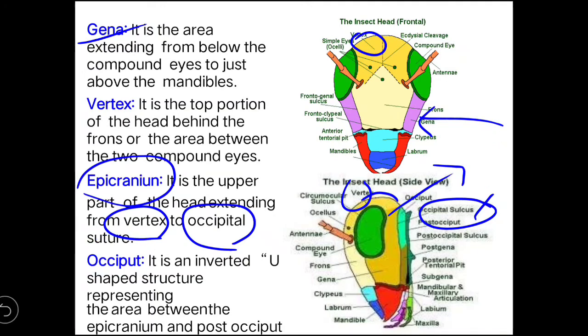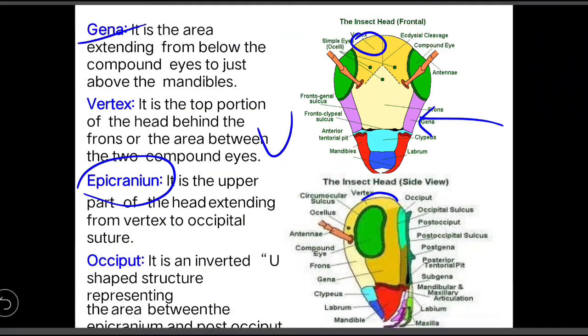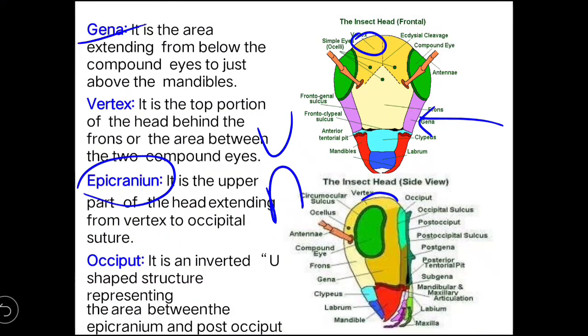Next we will see occiput. Occiput is nothing but an inverted U-shape structure. Normally U-shape is like this, and inverted U-shape means like this. You can see this light green color is nothing but the occiput, the inverted U-shape structure. It represents the area between the epicranium and post-occiput. Already we know this portion is the epicranium, and in between the epicranium and post-occiput you will find the occiput is present.